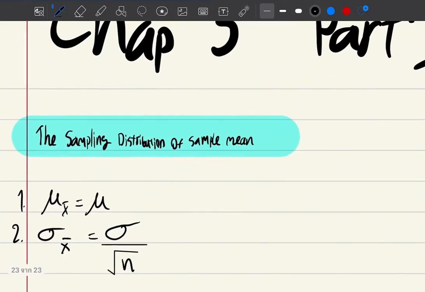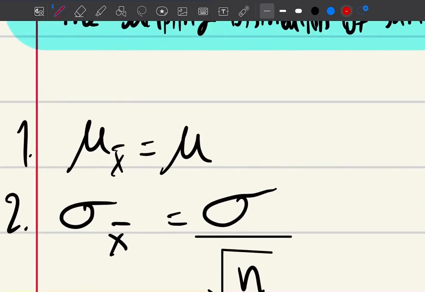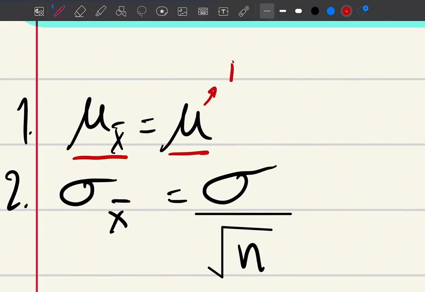So, there are two properties of the sampling distribution of the sample mean. First, the mean of the sampling distribution, which is mu of x bar, is equal to the mean of the sampled population, which is mu. This one is for the population. This one is the mean of the sampling distribution.